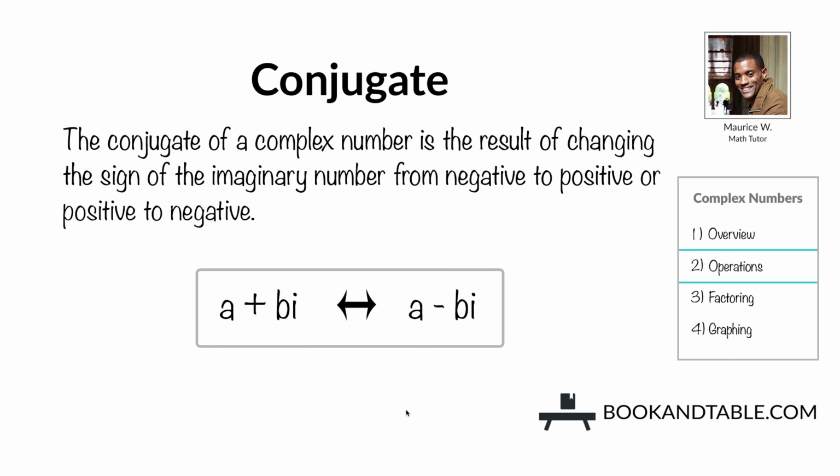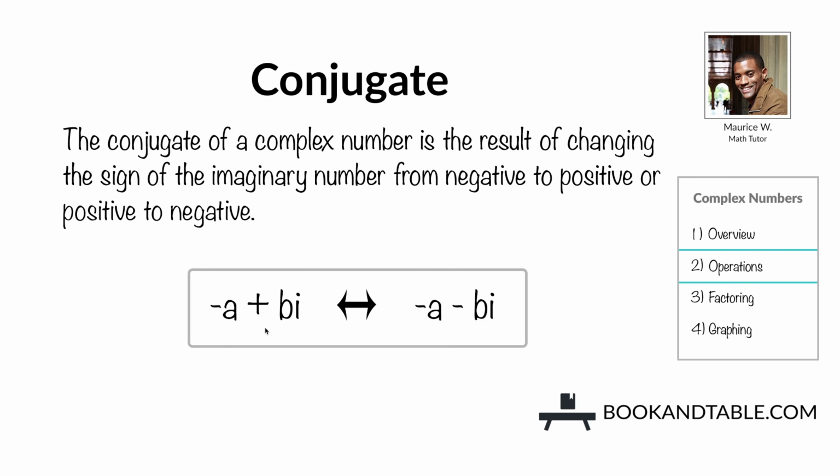Let's now discuss how to divide by a complex number. And to do so, we must first discuss the concept of a conjugate. The conjugate of a complex number is a result of changing the sign of the imaginary number from negative to positive or positive to negative. So let's say we have our complex number, a plus bi. We have our real number and our imaginary number. The conjugate of a plus bi is a result of switching the imaginary number sign from a plus to a minus.